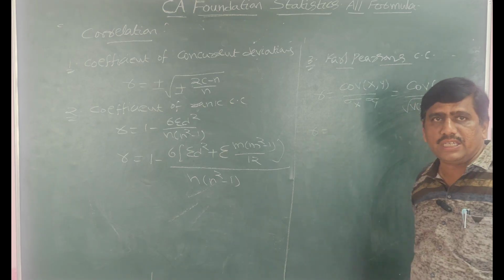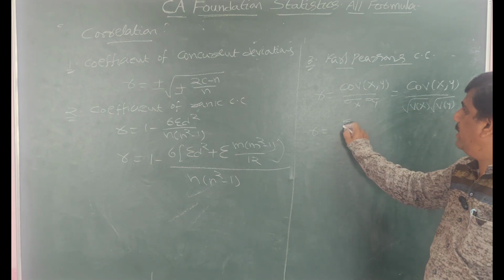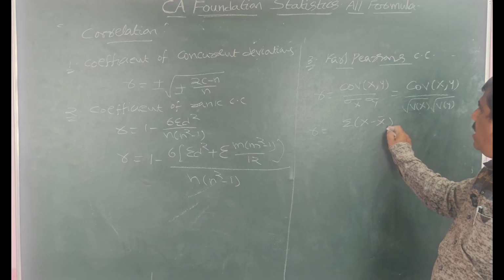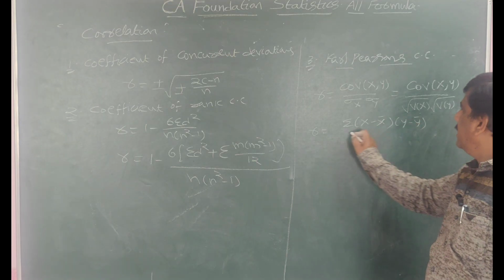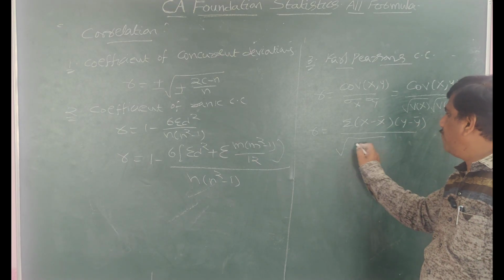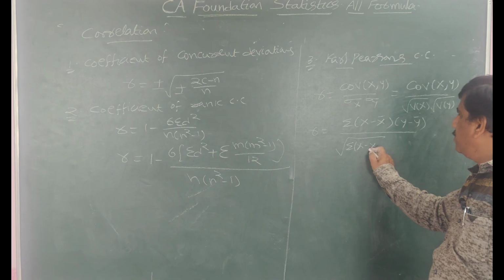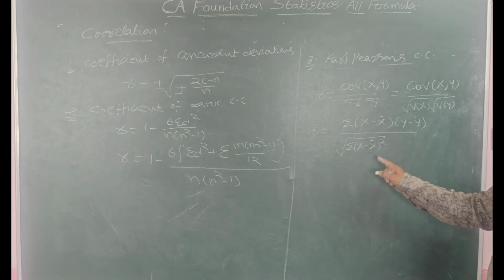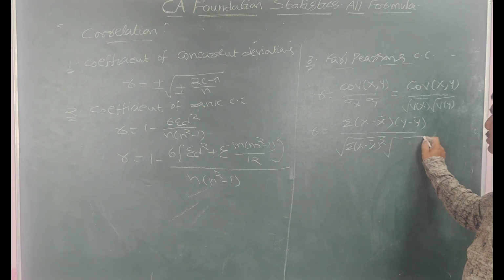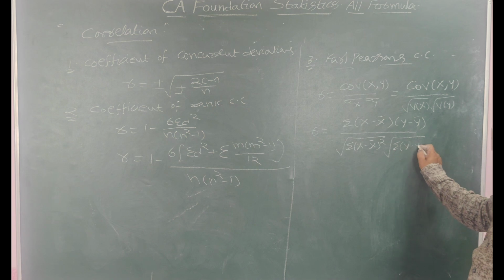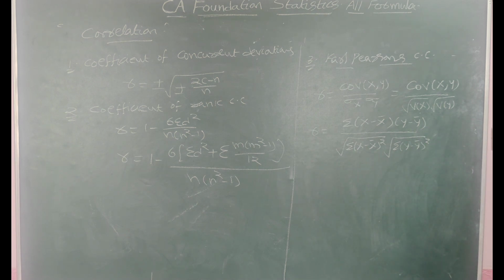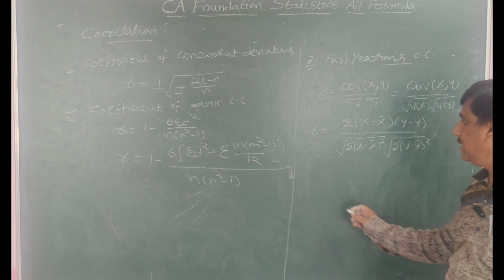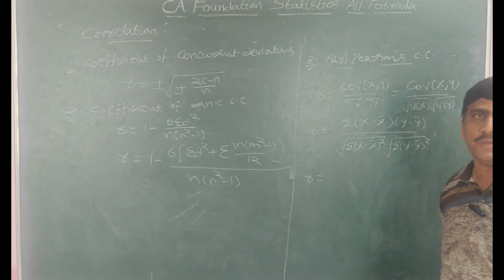Otherwise, if deviations are given, our formula will be summation (x minus x bar) into (y minus y bar) divided by square root of summation (x minus x bar) whole square, the sum of squares of the deviations from the mean of x, and into square root of summation (y minus y bar) whole square. This is the deviations method.